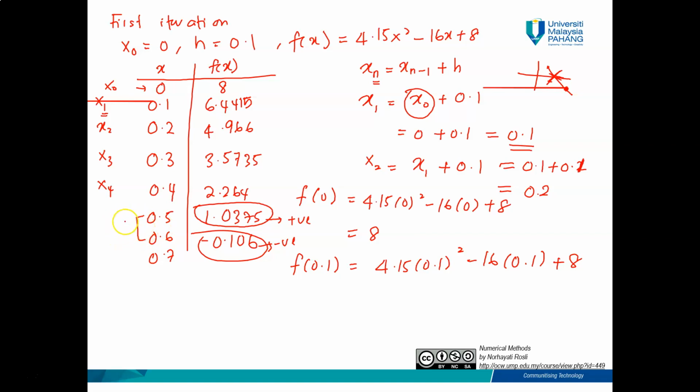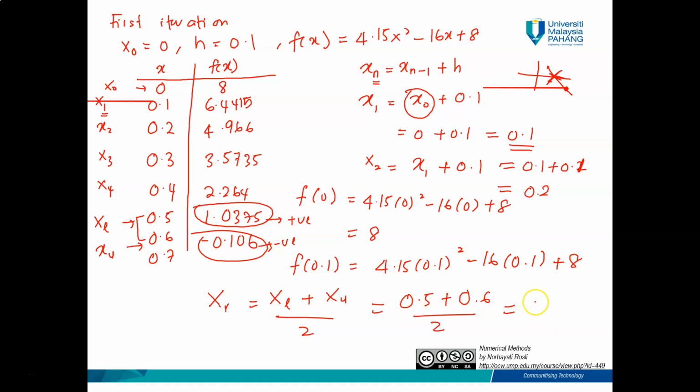Okay, so here, this 0.5, we can denote it as our x lower, and this 0.6, we can denote it as our x upper. Means that, class, how to compute the root? We have the formula x_r equals x_l plus x_u divided by 2. Means that 0.5 plus 0.6 divided by 2, you will get the answer for the first iteration, 0.55, as the root of the equation.